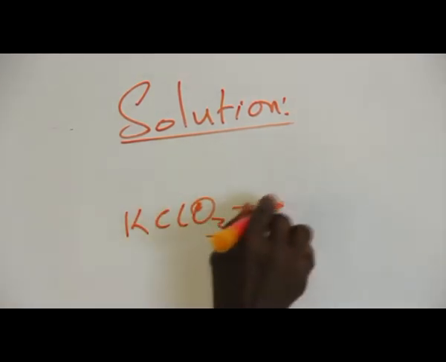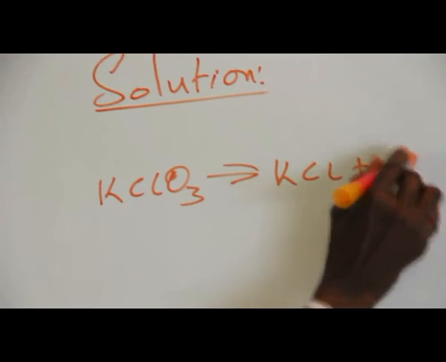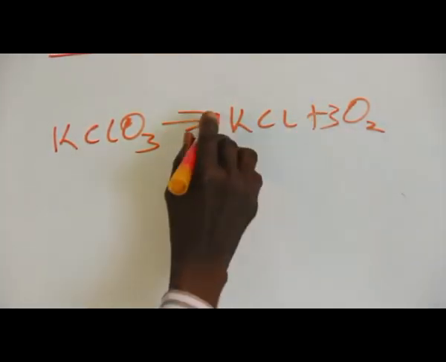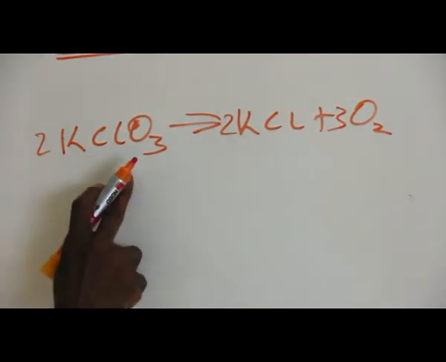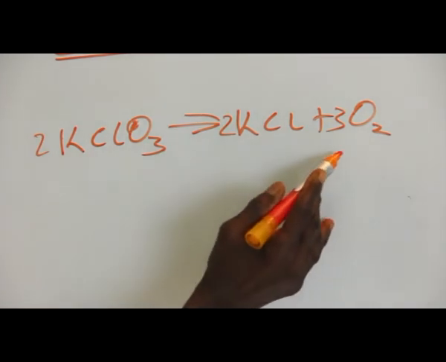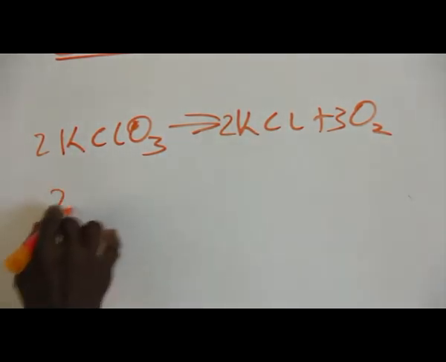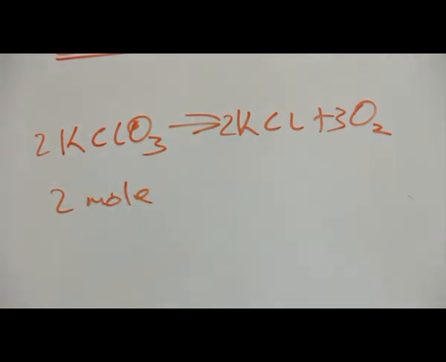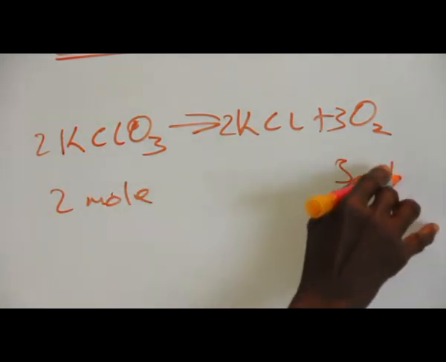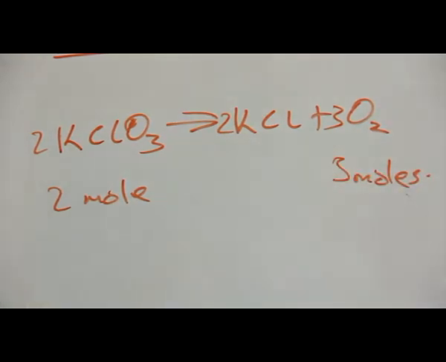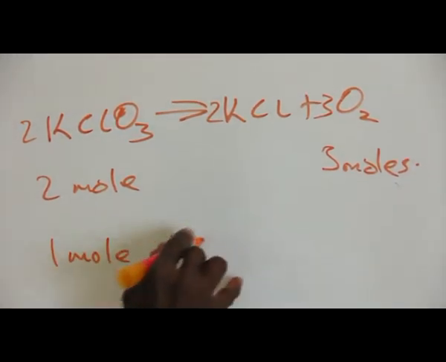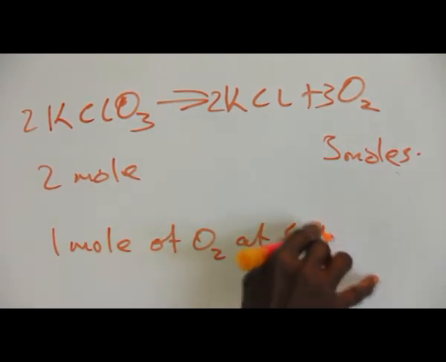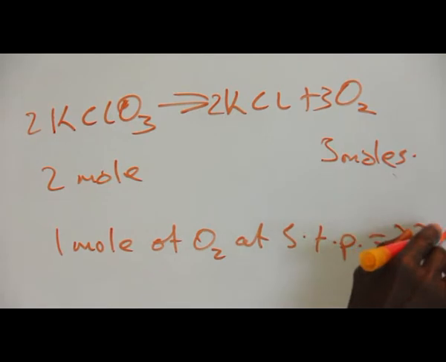KClO3 gives KCl plus O2. Balanced equation: 2, 2, 3. From this balanced equation, 2 moles of potassium chlorate has produced 3 moles of oxygen. But we have earlier said that 1 mole of any gas at STP occupies 22.4 dm³. 1 mole of O2 at STP occupies 22.4 dm³.